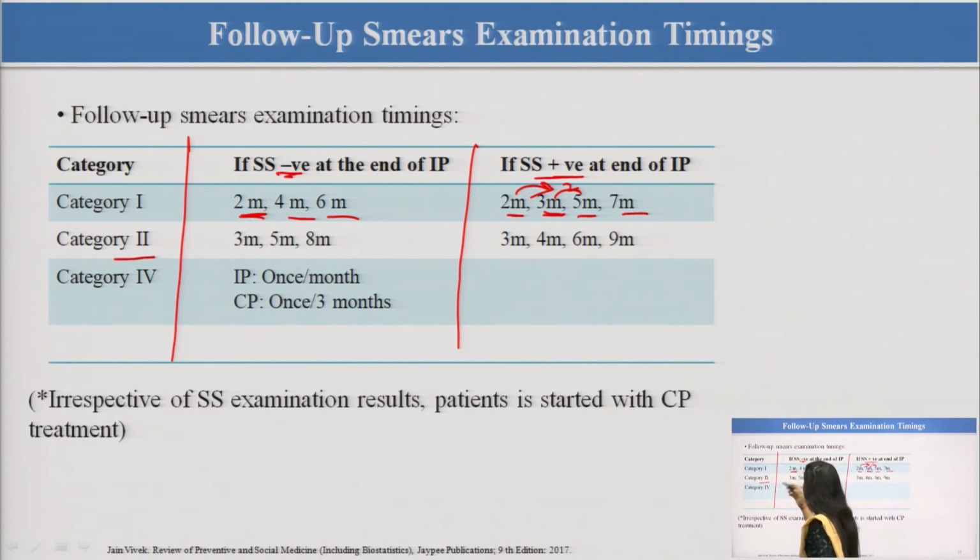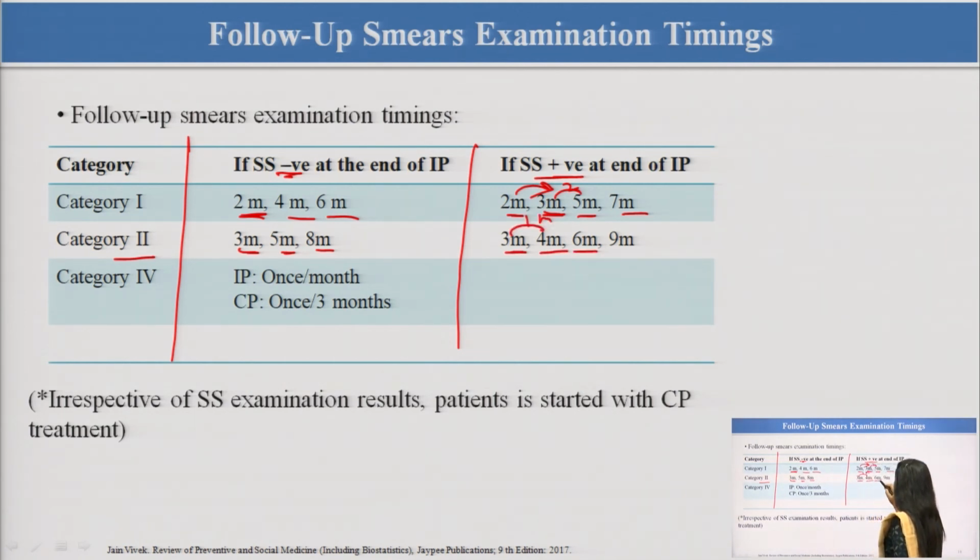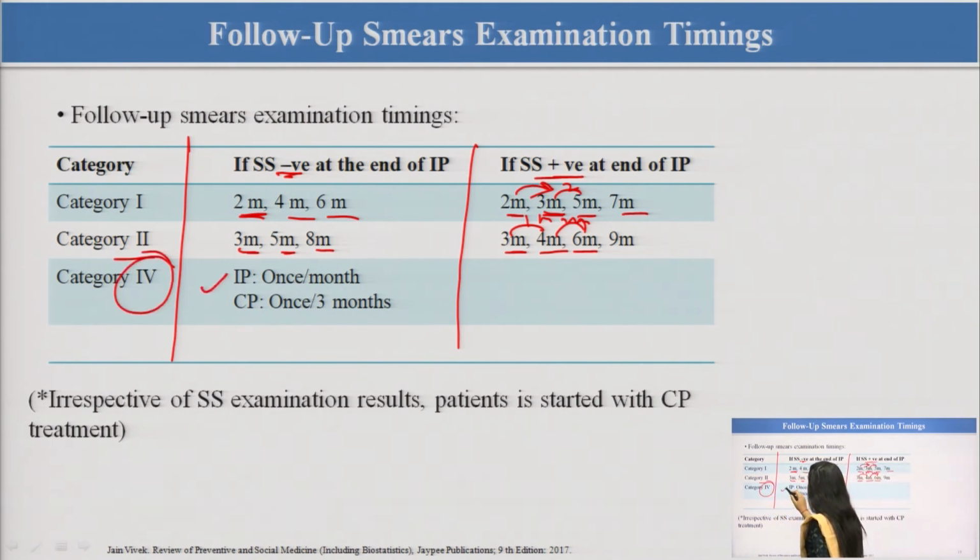For category 2 we are doing the test at the 3rd month, 5th month and 8th month. If the tests are positive, what will we do? We will do the test at 3 months and give a gap of 1 month here. So at the 4th month, then 6th month, then after a 2 month gap, we will see at the 6th month and 9th month. For the resistance cases, in the intensive phase we are doing the test once a month, and in the continuation phase we will do 1 test every 3 months.